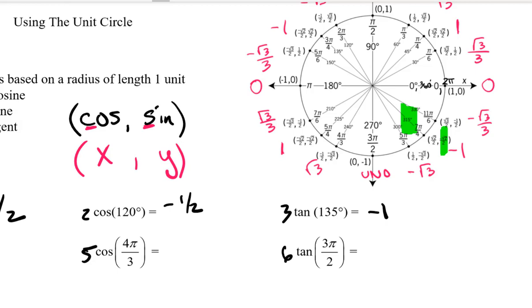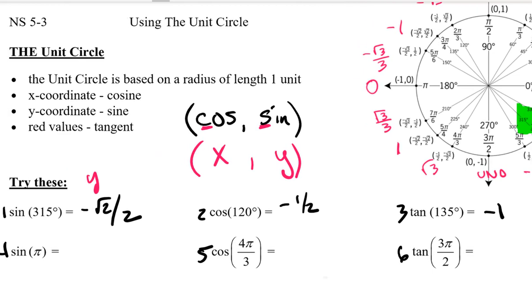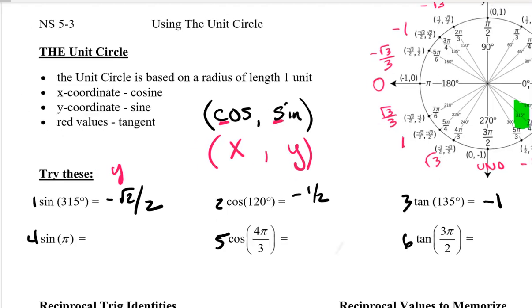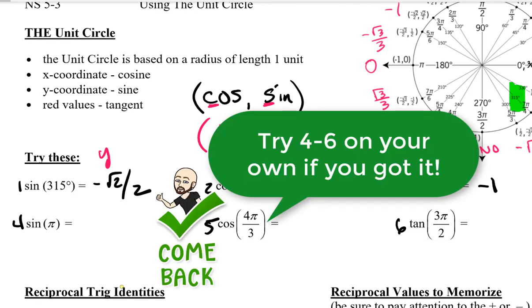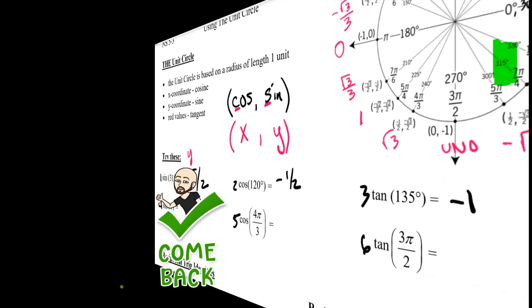You can go ahead and pause the video if you want, and we can do the same things, but this time examples 4, 5, and 6 are in radians. No big deal. Go ahead and pause the video and then come on back and see how you do with the values for numbers 4, 5, and 6.